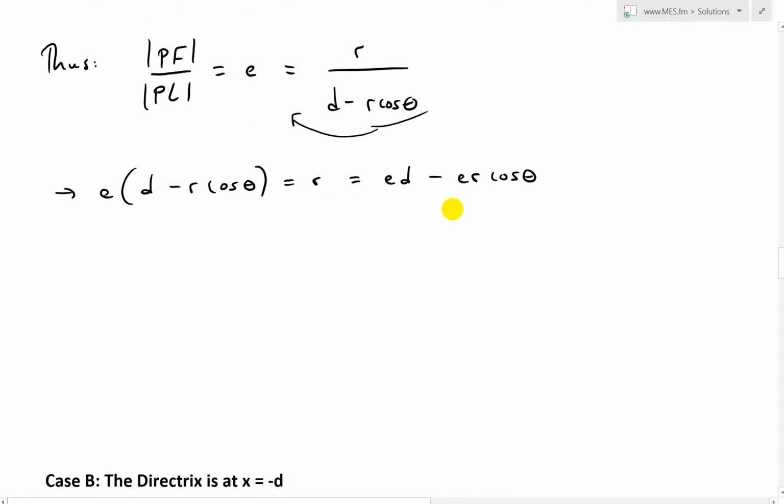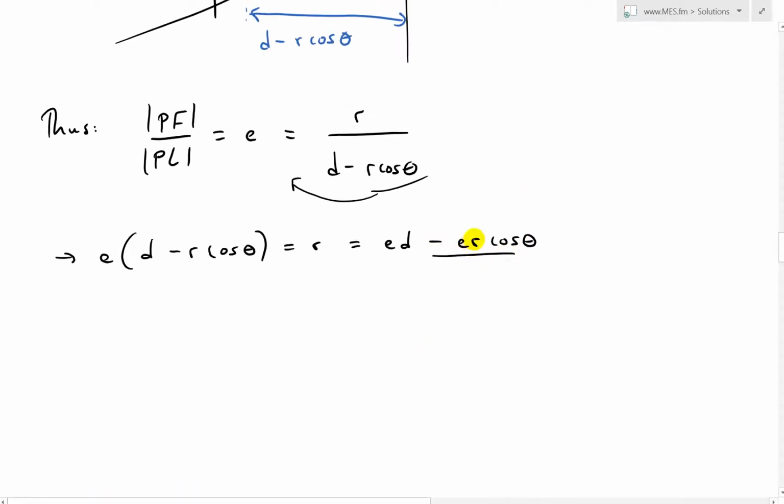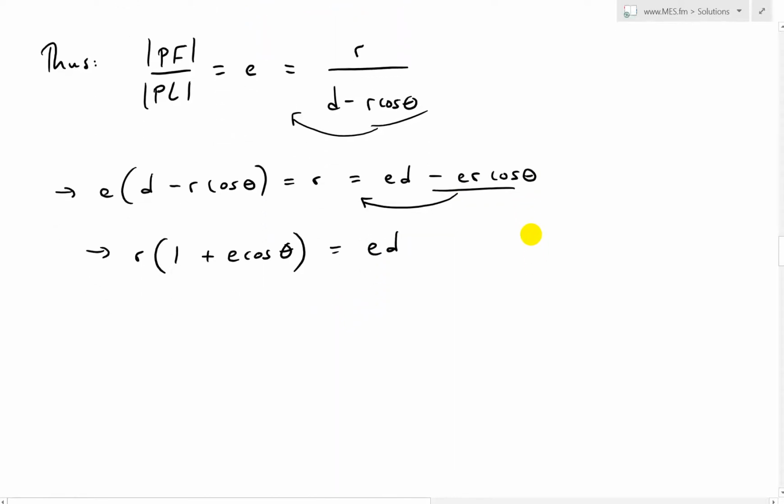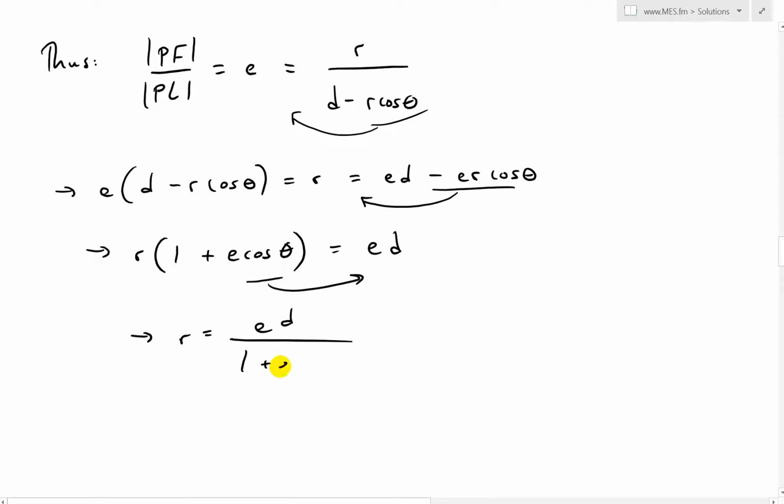And now what we could do is move this over to here and factor out the R, so we get an R, and then R factors out, we get a 1 plus E cosine theta, because we subtracted here, so we move it to be positive. This equals ED on this side. And now what we could do is just divide this all out. So we get R equals ED over 1 plus E cosine theta.